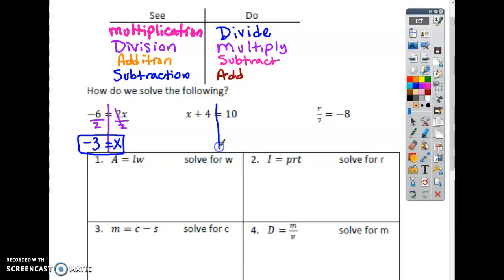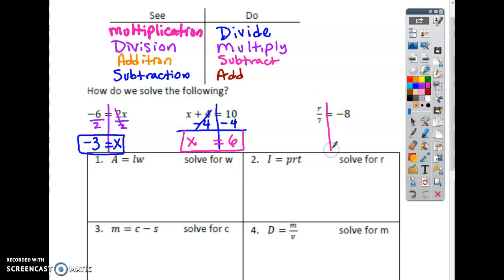What about here? What do you see happening to the x? What are they doing? They're adding. Right now they are adding, right? So what do I want you to do? I want you to subtract. Okay, so when you see addition, you're going to subtract. So now I have x equals 6.